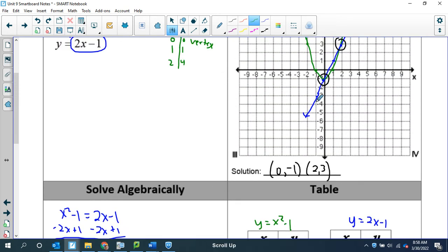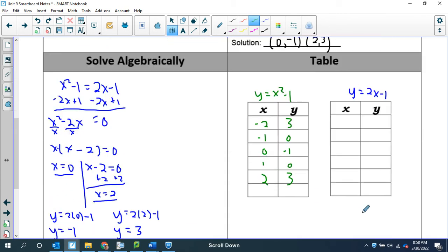And then for our line, we had -1. We'll start with (-1, -3), (0, -1), (1, 1), (2, 3), and (3, 5).